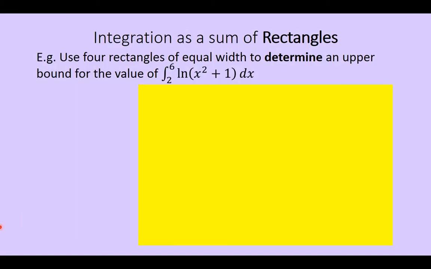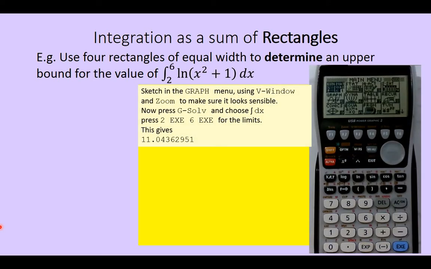Let's do another example. This time we're going to use 4 rectangles to determine an upper bound for the integral of natural log x squared plus 1 from 2 to 6. So first of all we need to sketch a graph. We're going to draw the graph of natural log x squared plus 1.